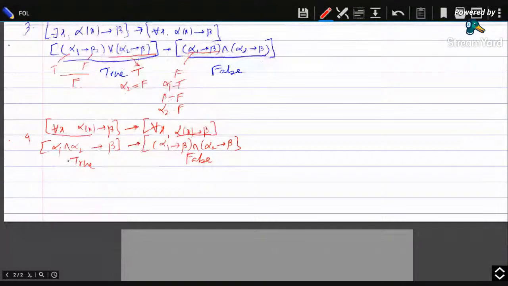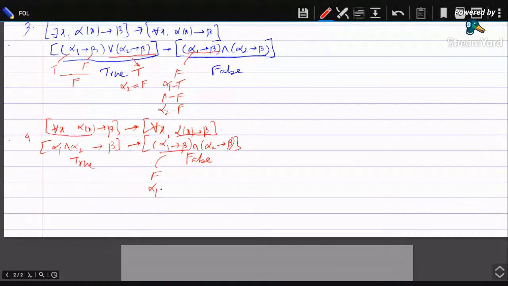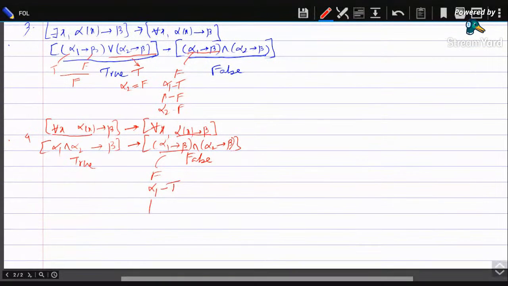So just to make sure that left side is true, right side is false, see how to make the right hand side false. There is a conjunction here. Therefore, if you make one of the brackets false, then the whole thing will be false. So how do you make this false? To make this false, only one option: alpha 1 should be true and beta should be false. All other cases, it is going to be true. So if alpha 1 is true, beta is false, only then this is false. If one is false, that is sufficient. No need to make the other one also false because there is conjunction here.